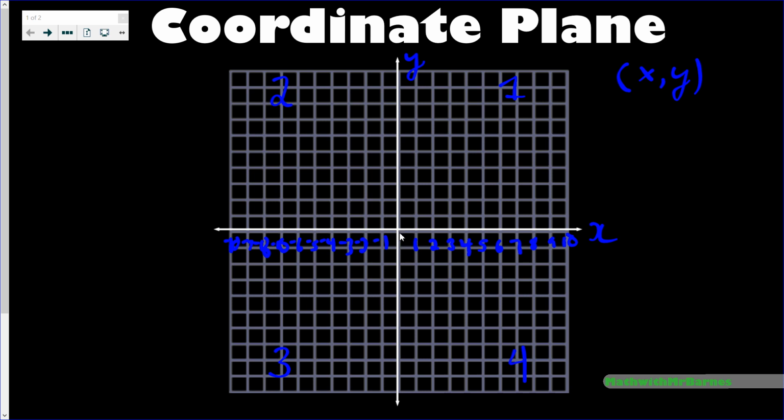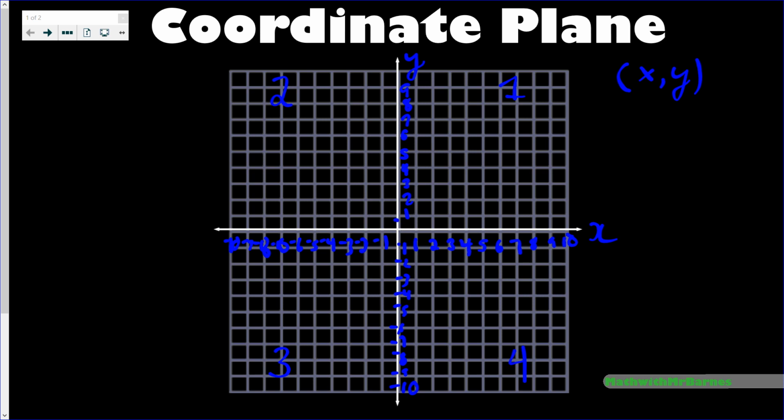Now, the y-axis works much the same. The only difference is y is up and down. So the up part is positive. So 1, 2, 3, 4, 5, 6, 7, 8, 9, and there'll be a 10 here. I've got no space. And the same way it works here: -1, -2, -3, -4, -5, -6, -7, -8, -9, and -10. So the down part is negative. So left and down are negative, and right and up are positive.